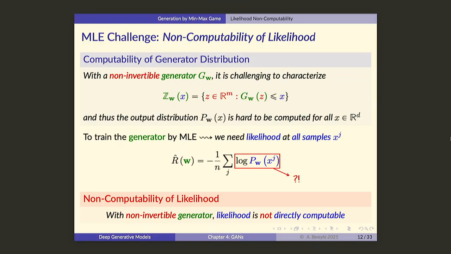And this is why we insisted on having an invertible transform in the flow-based networks, because that is the only way we can compute the likelihood feasibly. Okay?